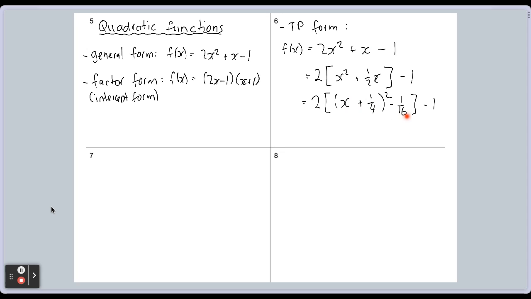Okay, I'm just going to pause the video. The next bit is cubic functions. This will be faster than the quadratic stuff.